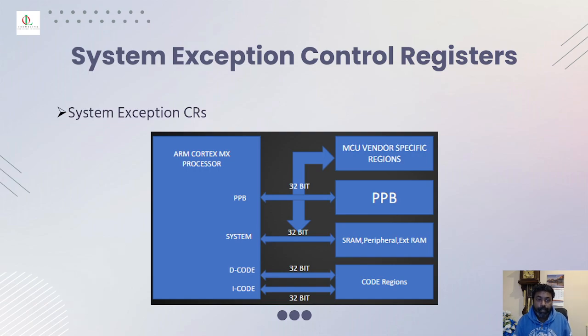And as we learned earlier, this is the system exception control registers. In the previous session, if you want to get to flash memory and the SRAM memory, you can do so by the code regions via the data bus and the instruction bus, and they are all 32-bit as you learned. But if you want to connect to SRAM peripheral or external RAM, then you need to use a system bus. And if you want to go to the private peripheral bus, then you need to interface with that PPB to get into the vendor specific regions. These are all Cortex M4 processor buses, and this is a vendor specific bus.